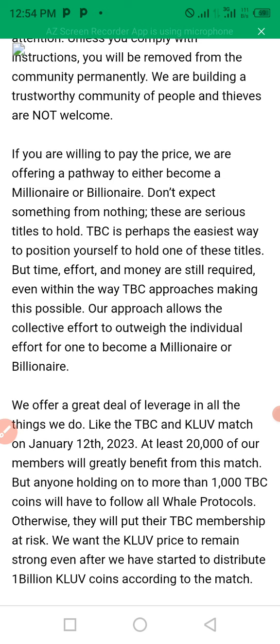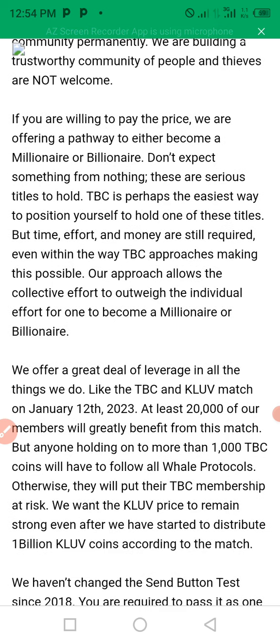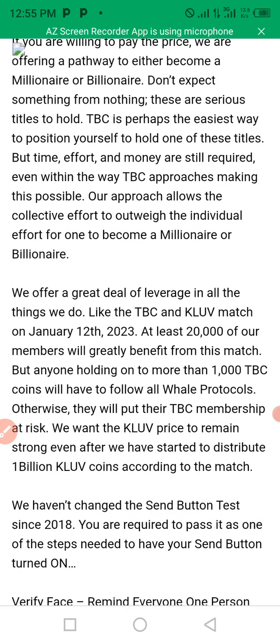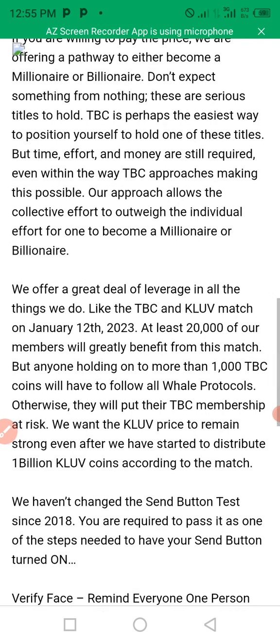So if you are willing to pay the price, we are offering a pathway to either become a millionaire or billionaire. Don't expect something from nothing as a serious title to hold. TBC is perhaps the easiest way to position yourself to hold one of these titles, but time, effort, and money are still required, even within the way TBC approaches making this possible, with all the collective efforts outweighing the individual efforts to become a millionaire or billionaire.